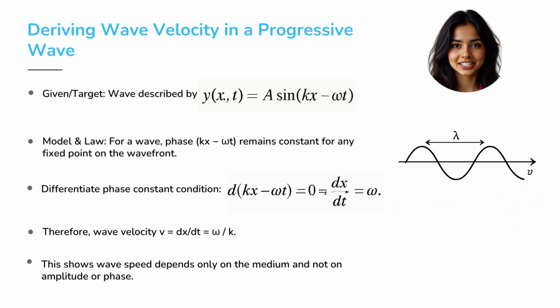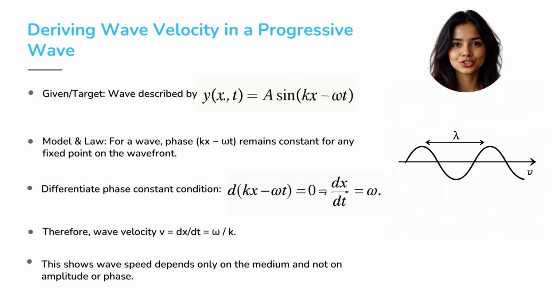Alright, time for a neat derivation that every physics student should memorize like a magic trick. We start again with y = A sin(kx - ωt). For a fixed point on the wavefront, the phase kx - ωt stays constant. Now, if we differentiate that phase condition, we get k dx/dt - ω = 0, which means dx/dt = ω/k. That's the wave velocity. v = ω/k.